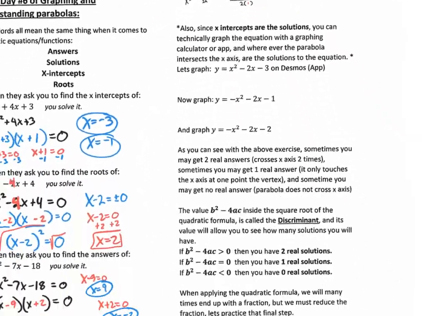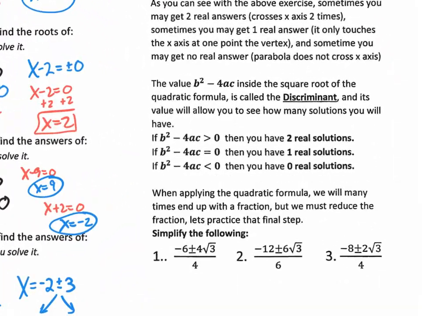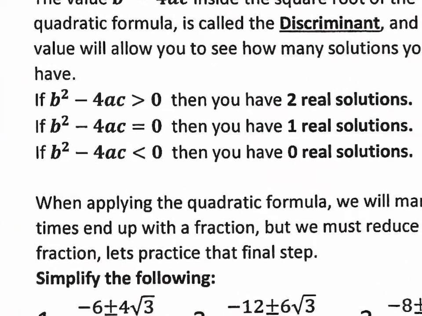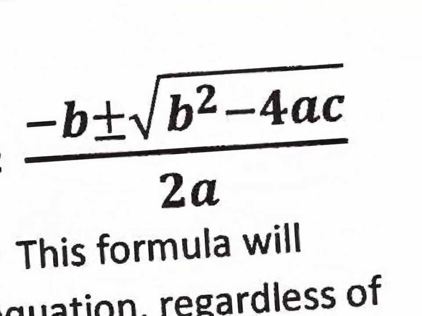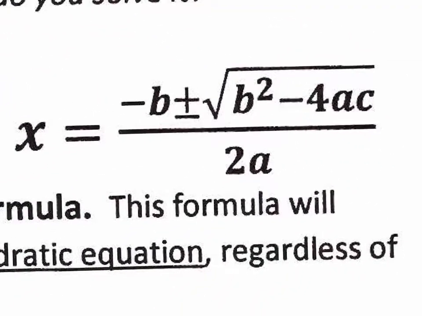We also talked about the discriminant value and how if your discriminant value is positive, you're going to end up with two real answers, which means that your parabola crosses the x-axis at two locations. If your discriminant is 0, that means that your parabola only touches the x-axis at one location. If your discriminant value is negative, that means that inside the square root of your quadratic formula, you're going to end up with imaginary values. So you end up with no real answers.